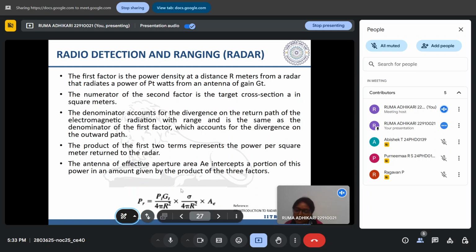where G is the antenna gain, by 4 pi r square. This r is called range, the distance we are interested in measuring, into sigma, the radar cross section, that is the target it is hitting, that cross section, by again 4 pi r square into A, that is the area. Here the same thing is written: the power density at distance r, meters from a radar, of power P in watts from an antenna of gain G, numerator, all are here.